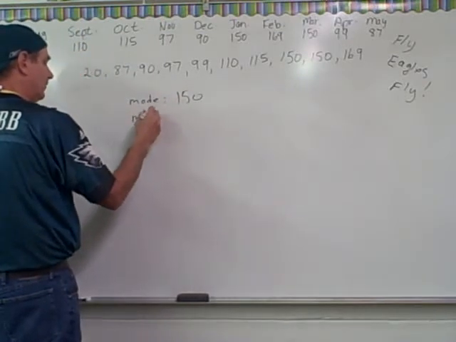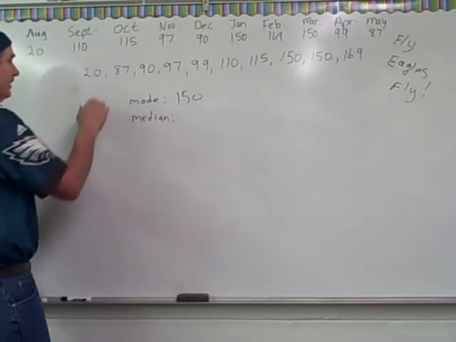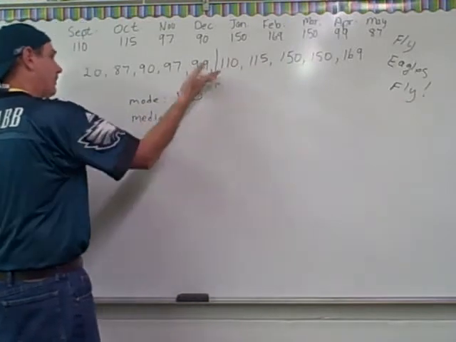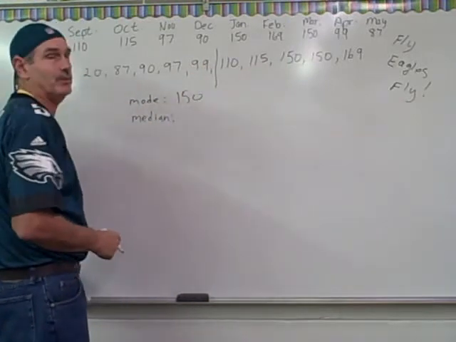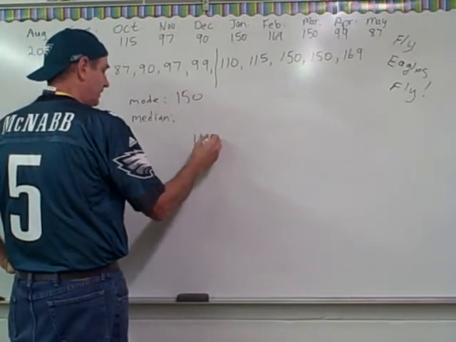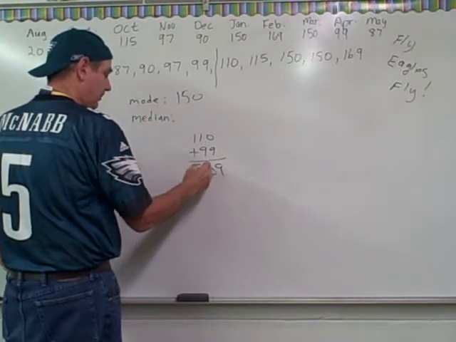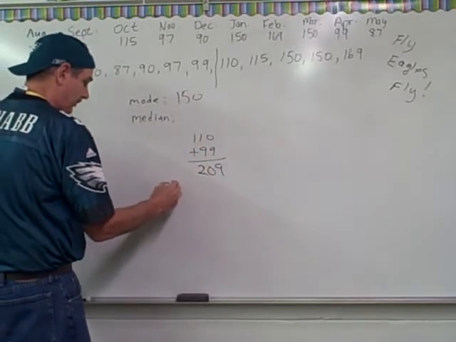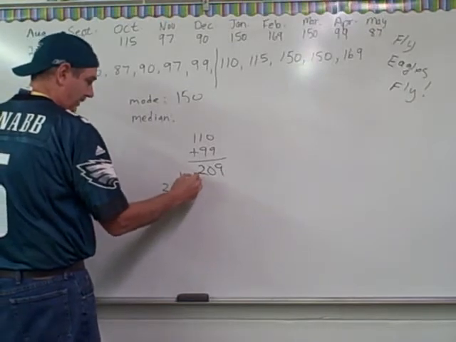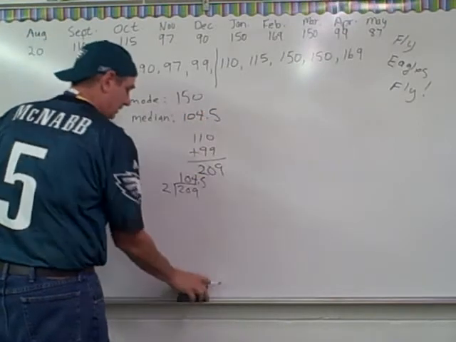The median would be the middle number, and because there's 10 numbers, this one gets a little more complicated. We can count over 5, 1, 2, 3, 4, 5, and split right there. So there's 5 to the left and 5 to the right. And there's no number right in the middle, so what are we going to do? We're going to take the average of 110 and 99. So we add them up and get 209, and we have to divide that by 2. And we would get 104.5, either way.